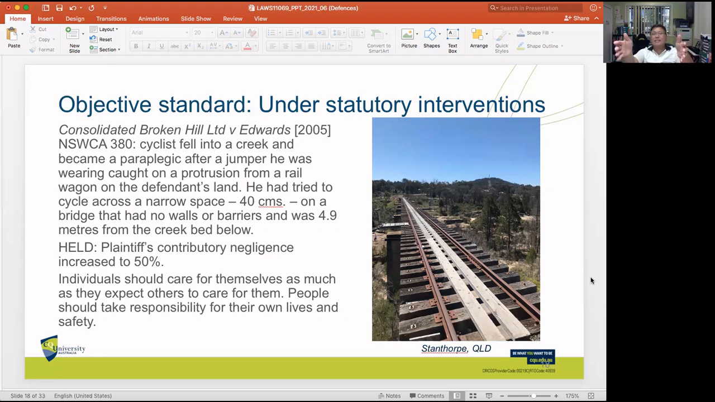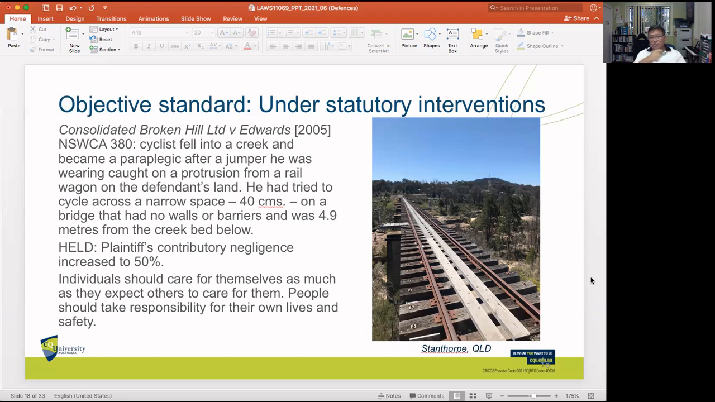That's just, that's not a lot, right? But he was an accomplished and experienced cyclist. He felt comfortable he could do that. And there were no walls or barriers on each side, just like what I did when I walked along those railroad tracks in Stanford. So there were no barriers.